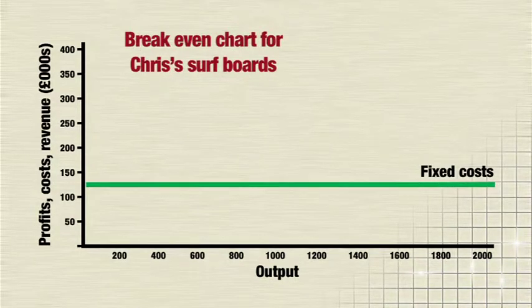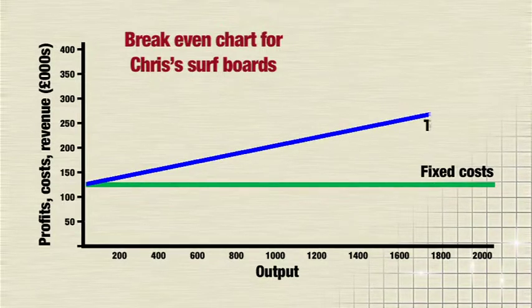Next to go on is the total cost line, which includes variable costs as well as fixed costs. To work out where the line runs to, you need to work out the variable costs at your maximum output. So that will be £80 times 2,000, which gives us £160,000. So run the line from the fixed cost line to 280,000 because it's £160,000 of variable costs plus £120,000 of fixed costs.